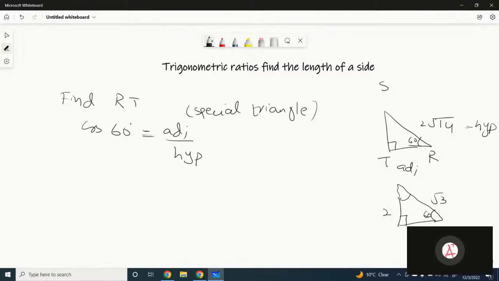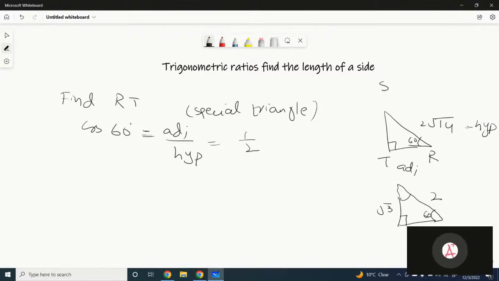Got it? So cos 60 in the special triangle case is adjacent divided by hypotenuse. The hypotenuse is 2 and the adjacent is 1. So adjacent divided by hypotenuse is 1 over 2. Got it? That means cos 60 is 1 over 2 for the special triangle.